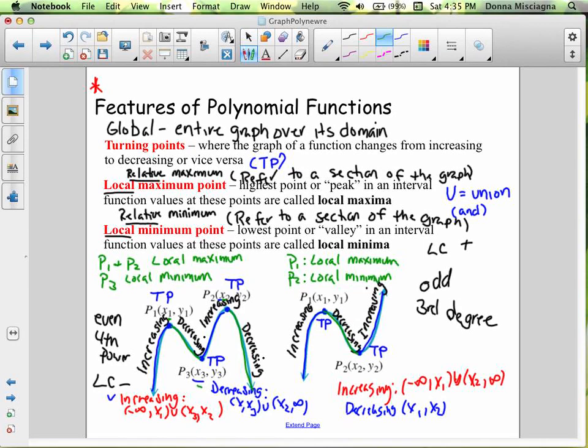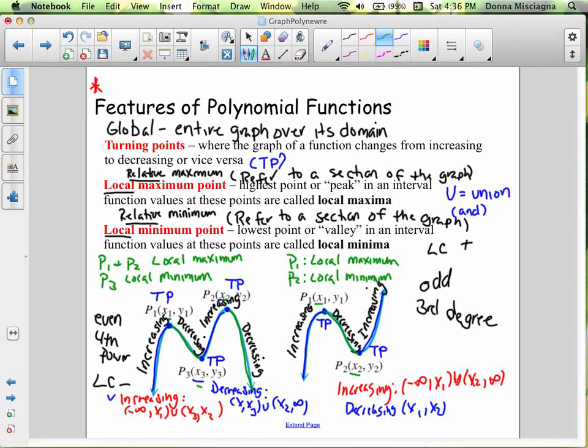If we look at the second graph there, it's going to be increasing from negative infinity. So as we look to the left, from the beginning of time, all the way from negative infinity, until it gets to this point here, x1, my graph is increasing. It starts increasing again at x2, and it keeps on increasing forever and ever and ever.